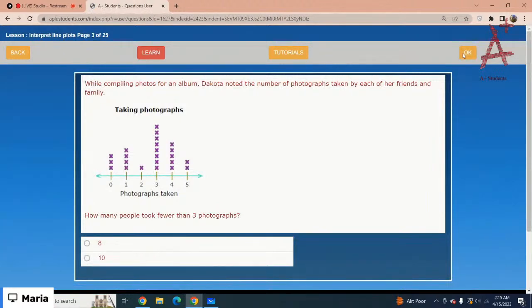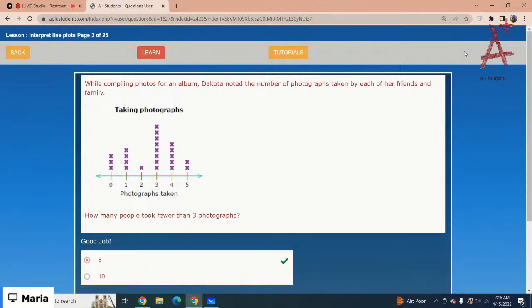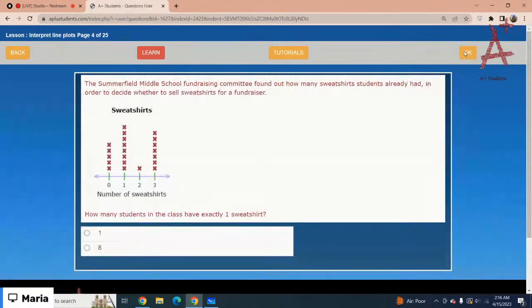Okay, while compiling photos of an album, Dakota noted the number of photographs taken by each of her friends and family. How many people took fewer than three photographs? Got it? So fewer than three, you have zero, one, and 2. Just add the frequency in front of 0, 1, and 2. Got it? 3, 4, 5, 6, 7, 8. So when you add it makes 8. Got it? So the correct option is 8.